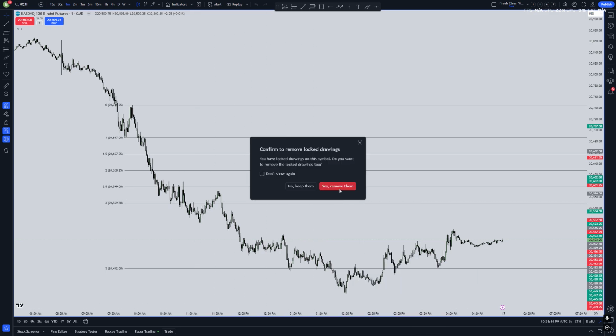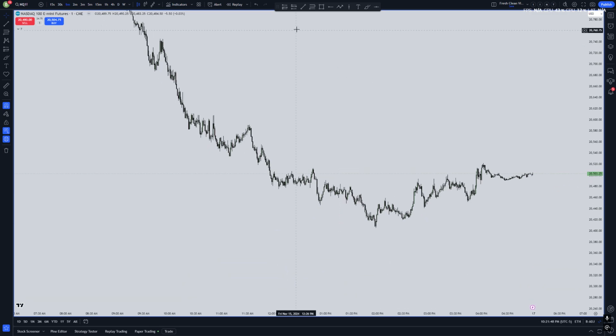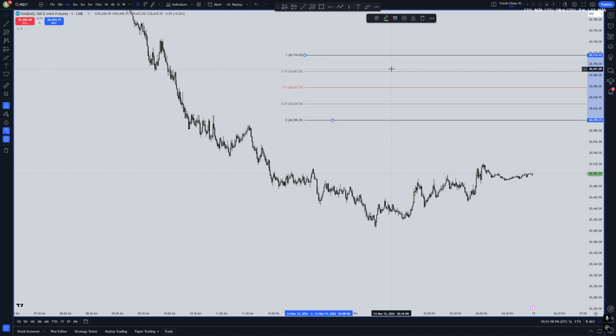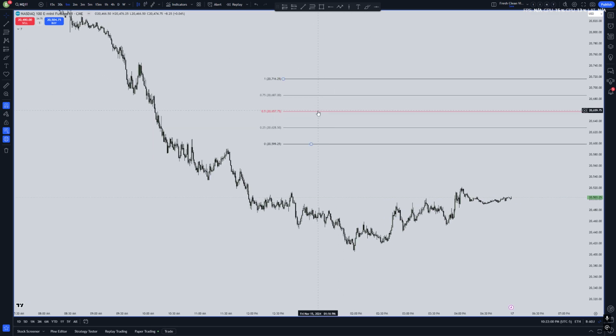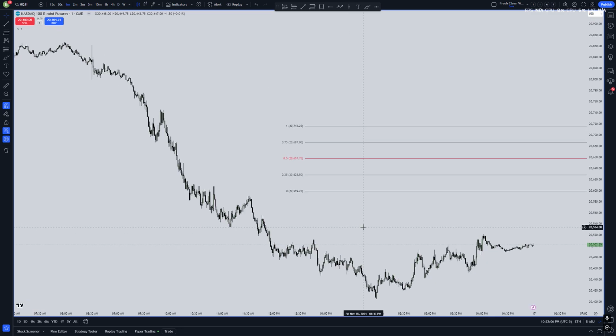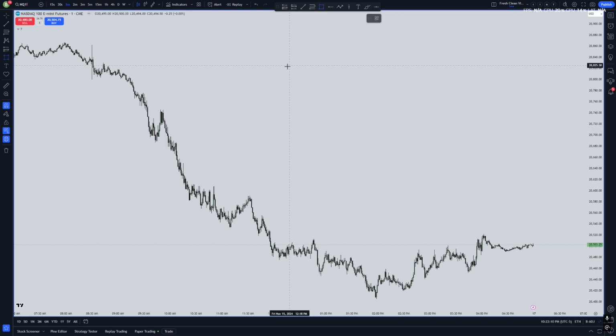So yes, we will use... I have locked drawings on NQ. We use the fibs for swings as well as 50% levels, mean thresholds, as well as quarters. So when we go here and we go to just an extended fib, we'll have the 75% level, the 50 level, the 25, 0, the 1. And that helps a lot with building narrative and stuff like that.